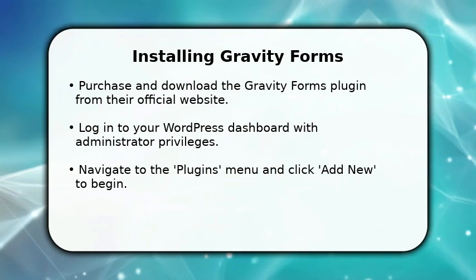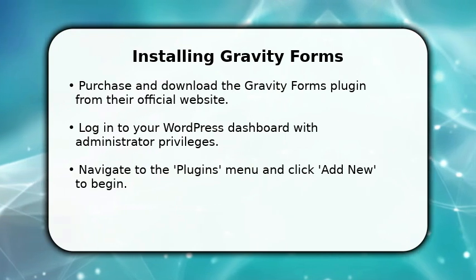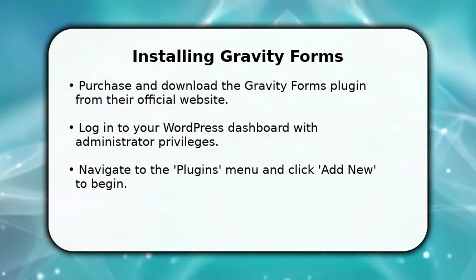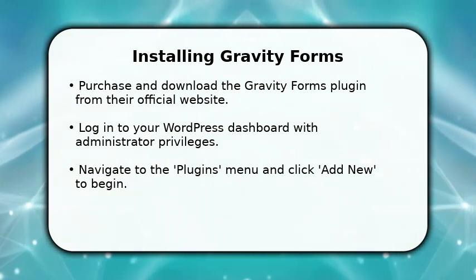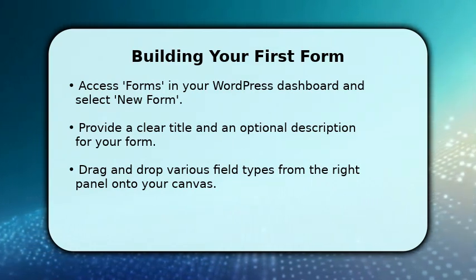Go to the Plugins menu, click Add New, and then upload the downloaded plugin file. After a quick upload, simply activate the plugin to get started. This process usually takes less than 5 minutes. Now that Gravity Forms is installed, let's build your first form.